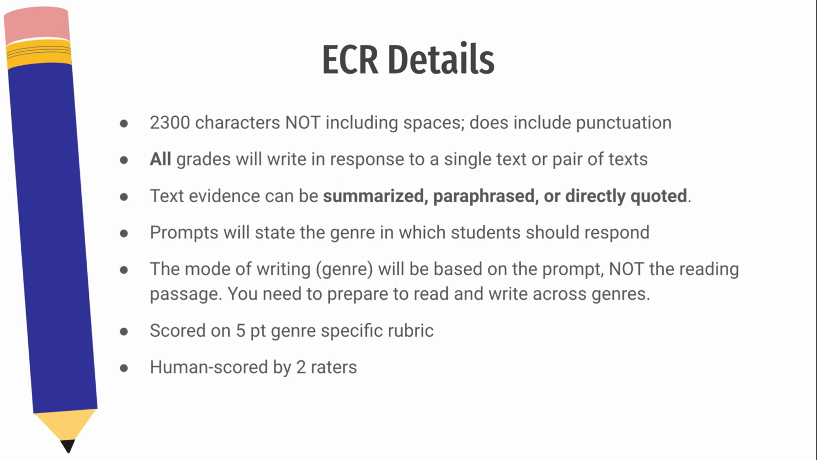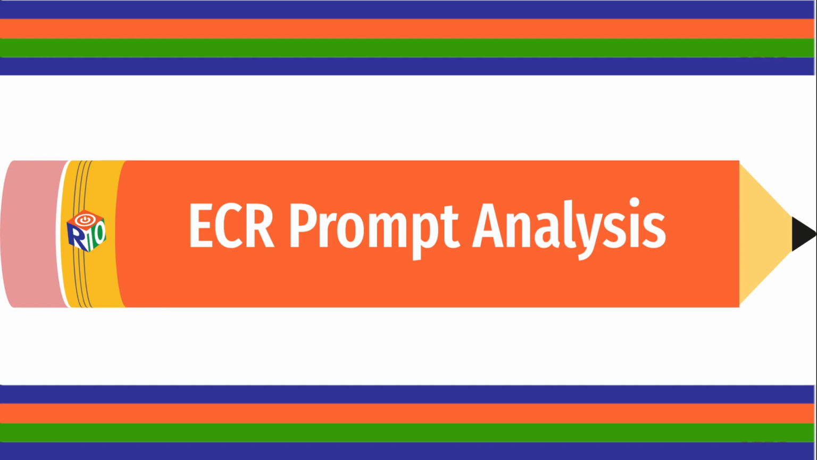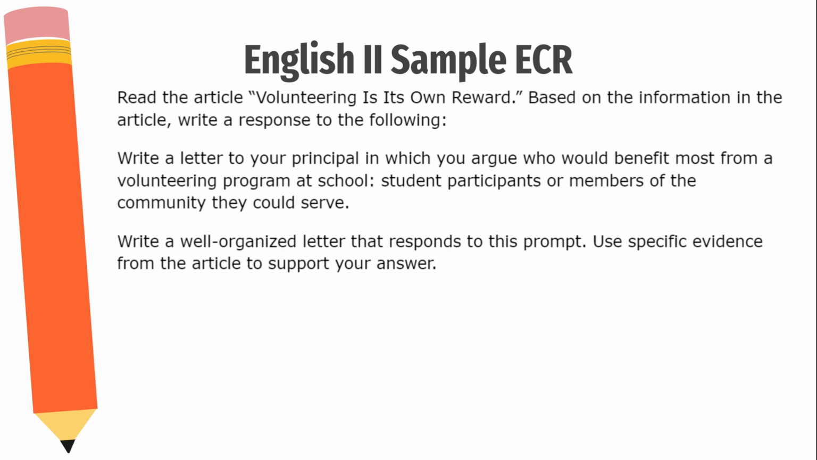Finally, your ECR will be scored on a 5-point genre-specific rubric by 2 human raters for a total of 10 points. Let's break down an ECR prompt so we know what to expect and what the test makers are asking students to do. Here is a prompt from an English II exam. Read the article, "Volunteering is its own reward." Based on the information in the article, write a response to the following.